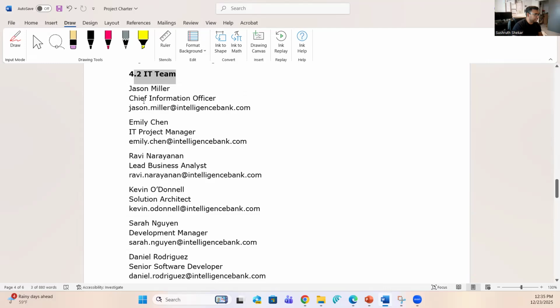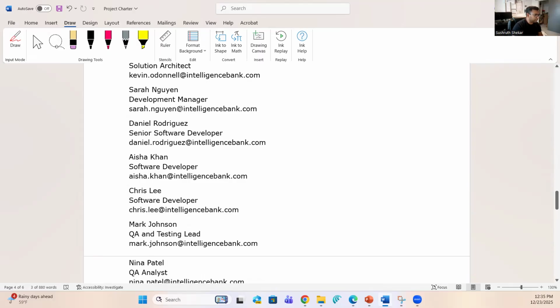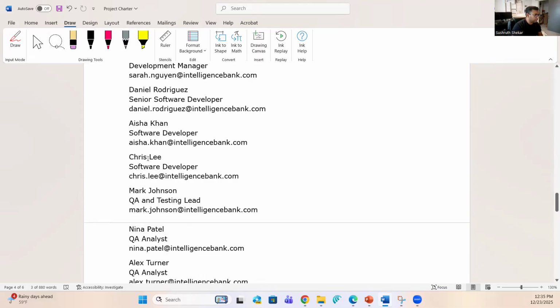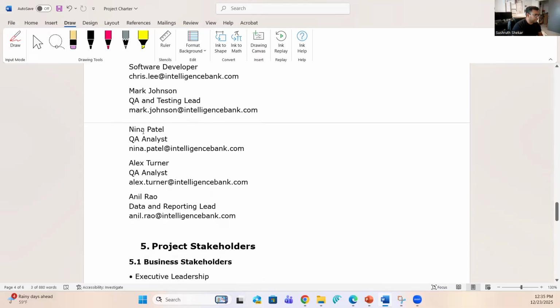When it comes to IT, there is Chief Information Officer Jason. Emily is the project manager. Ravi is the lead business analyst. Kevin is the solution architect. Sarah is the development manager. Daniel is the tech lead, senior software developer. And Aisha and Chris, they are developers. Mark, Nina, and Alex are testers.